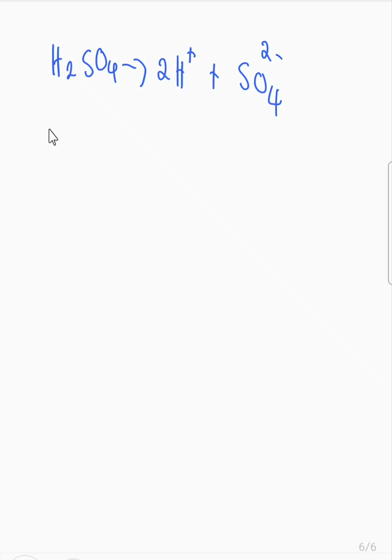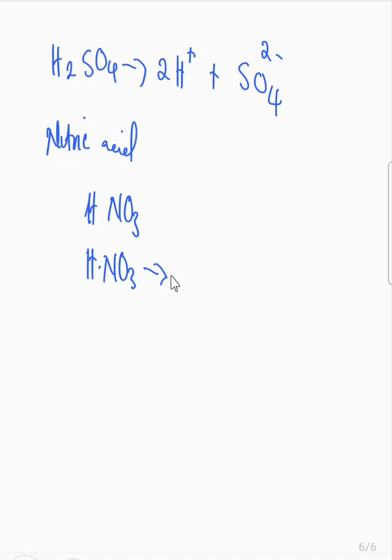We also have the nitric acid, HNO3. When you write the ionization reaction, we have nitric acid here, and it's going to produce the hydrogen positive ion, plus the nitrate ion, which is negative. That is the ionization reaction for nitric acid. These are the three common examples of strong acid. We have a lot; these are not the only strong acids.